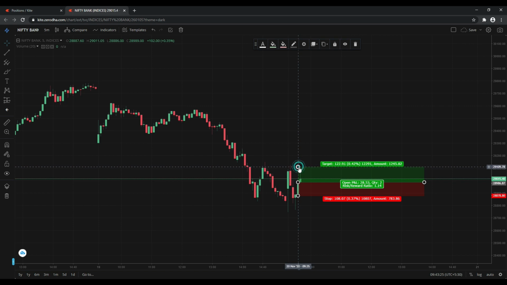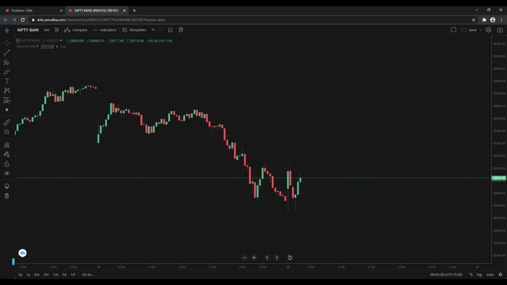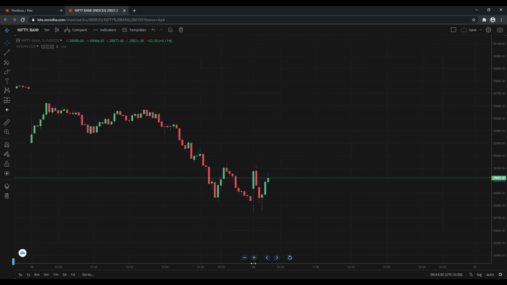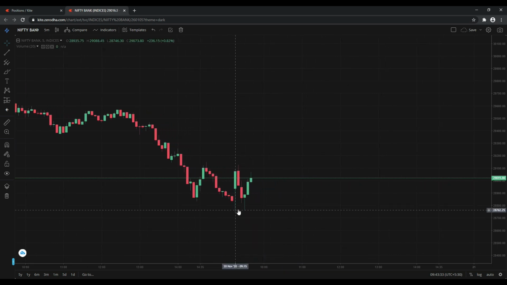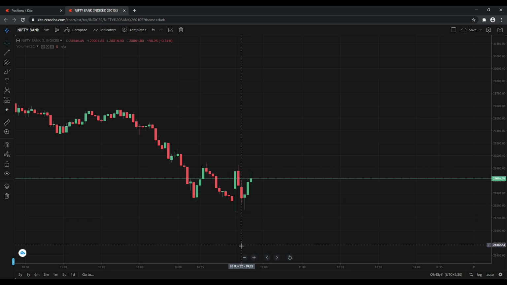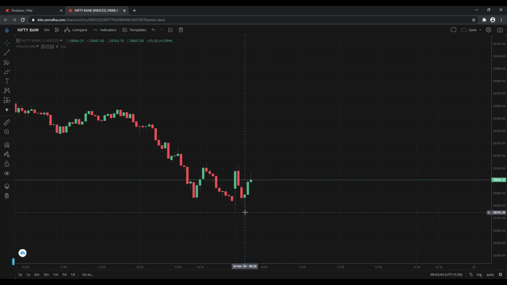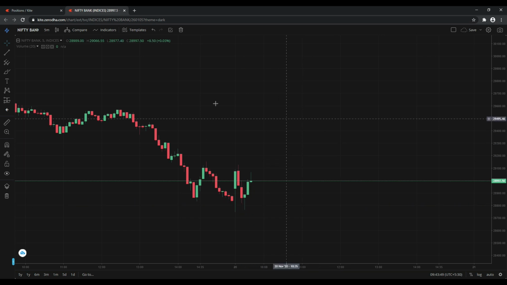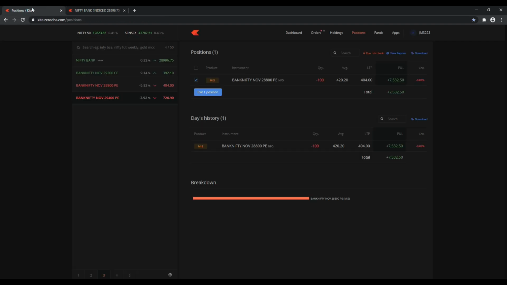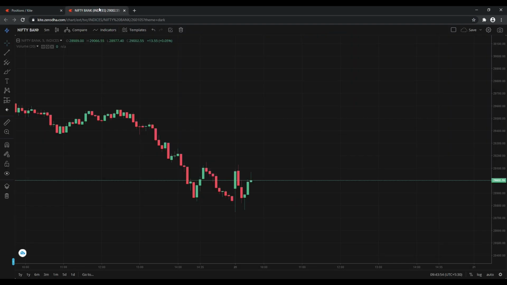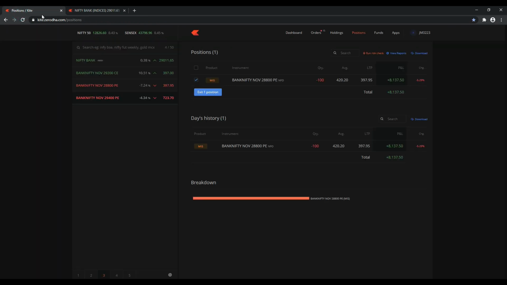I am removing this for you people just to show how the day started. Which candle is it? This is the one. It made a heavy big green candle, followed by two big red candles. At the day's low today, it has taken support and moved up. Actually, why I haven't closed the complete trade is because I have a feeling it will go up. So I have still kept the trade open.